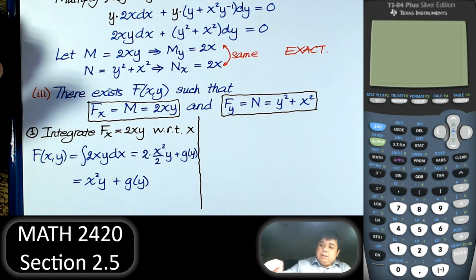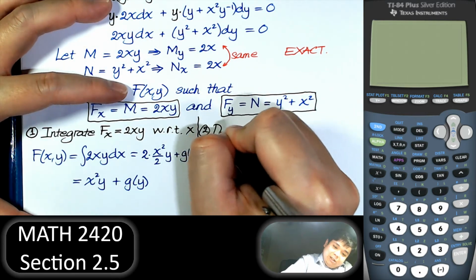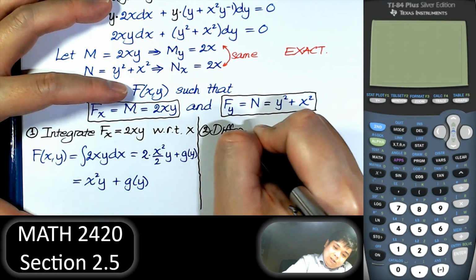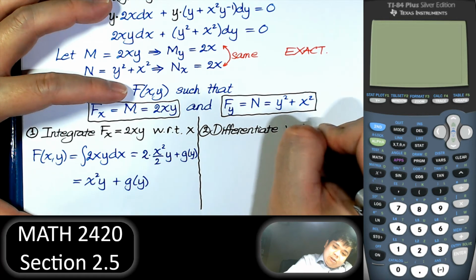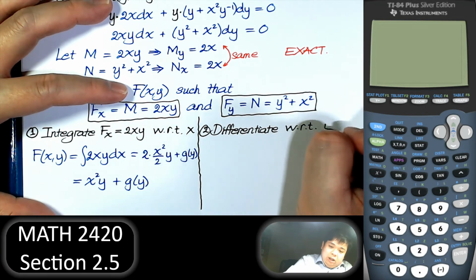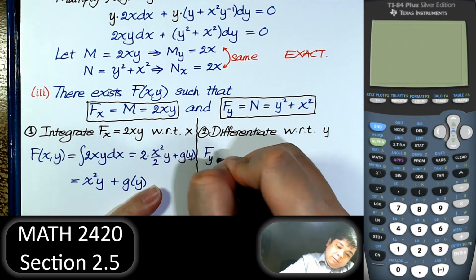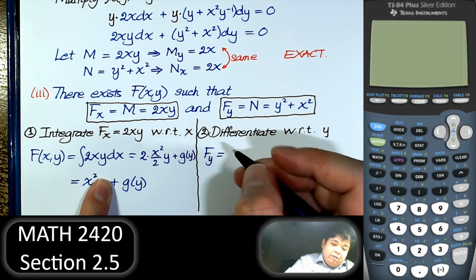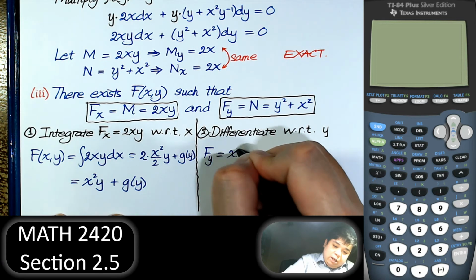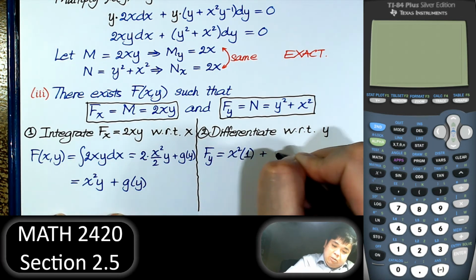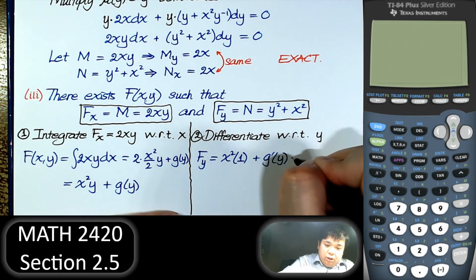And then we will differentiate what we have with respect to y. With respect to y, the derivative of x squared y, the derivative of y is 1. So x squared times 1 plus the derivative of g of y. And we will make it equal to N.